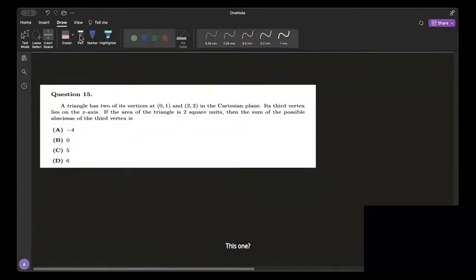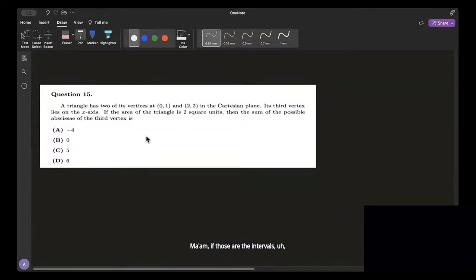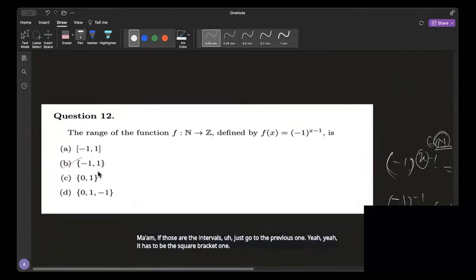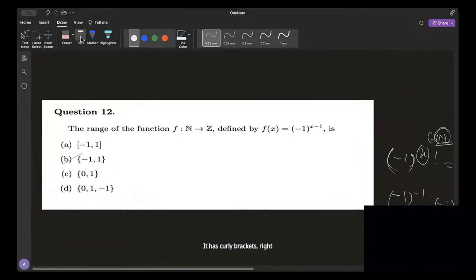Ma'am, if those are the intervals, one has a curly bracket. Yeah, it has curly brackets, right? Option A has square brackets. The option A is this, the range, right? This is like from -1 to 1. Yeah, 0 is included in that. This means every number between -1 and 1 is included in this set. That's why it's incorrect.